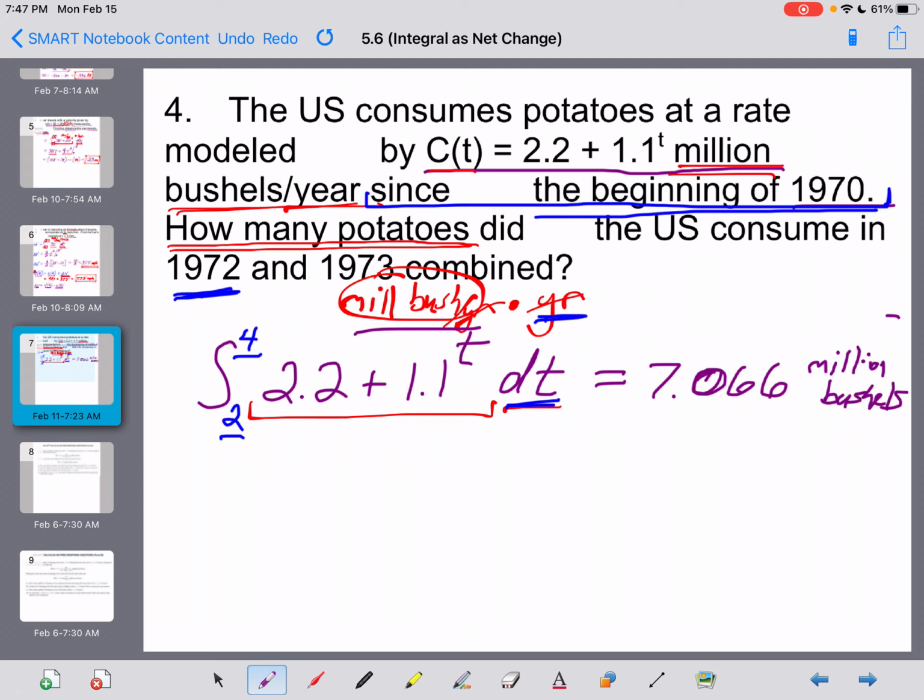Which, I don't know, is that a lot? I'm not really sure. Sounds like a lot over a 2-year period.